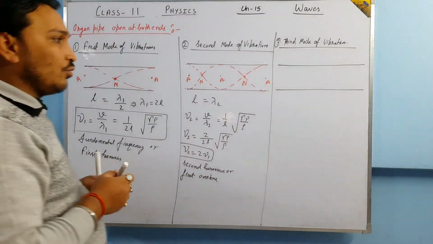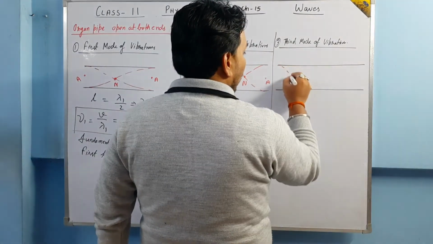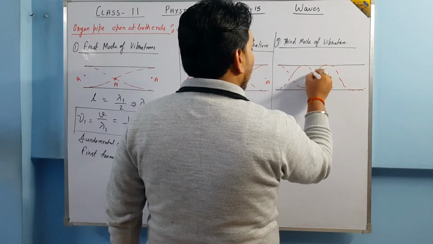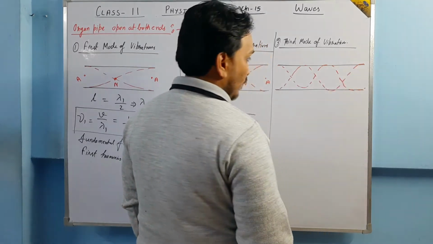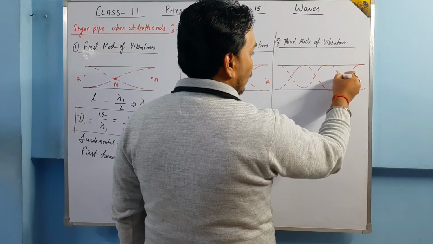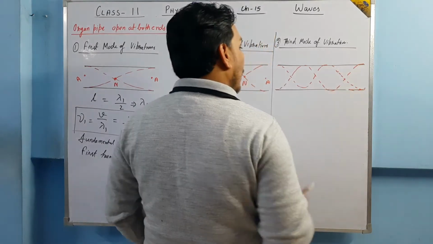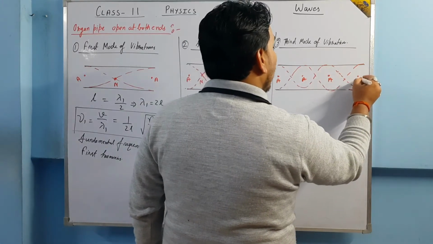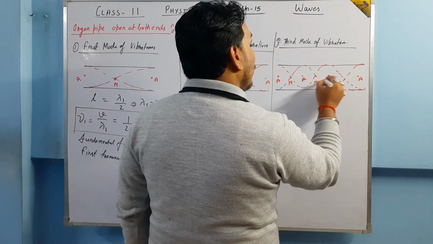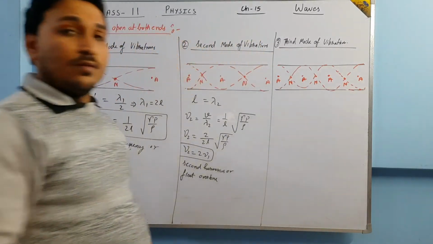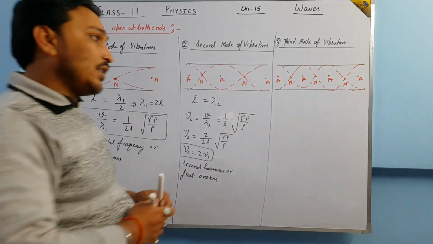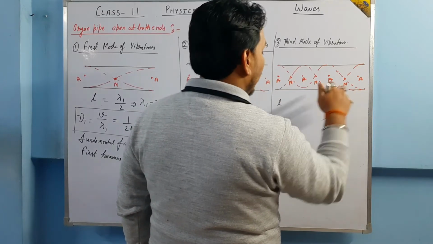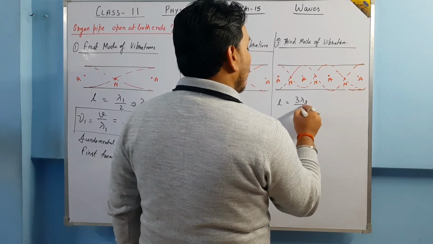Now one more antinode has to be adjusted, so it is going to be like this. Here it is going to be in this way. So one antinode is here, one here, one here, one here. This is a node, this is also a node, this is also a node. 3 nodes, 4 antinodes. In this case, the length is going to be lambda by 2 plus lambda by 2 plus lambda by 2, that is 3 lambda by 2.